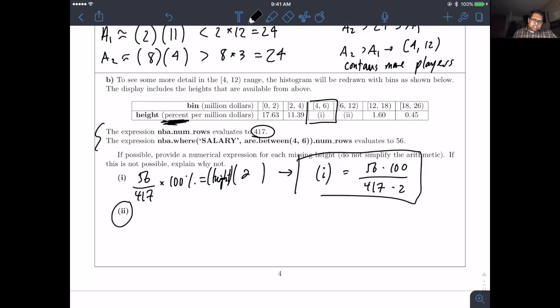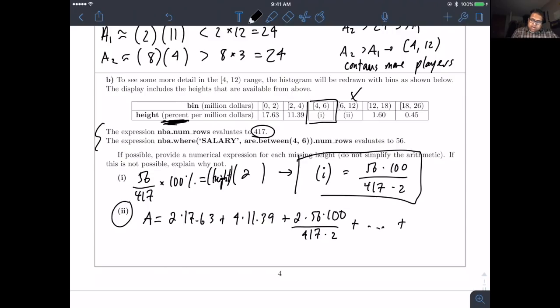And indeed it is, right? Because if we set up this expression for the area that we already have, we can say 2 times 17.63 plus 4 times 11.39 plus 2 times 56 times 100, 417 times 2, skipping over this one, plus dot dot dot plus whatever, 8 times 0.045. That's the area of everything except for the area of this bin, correct?